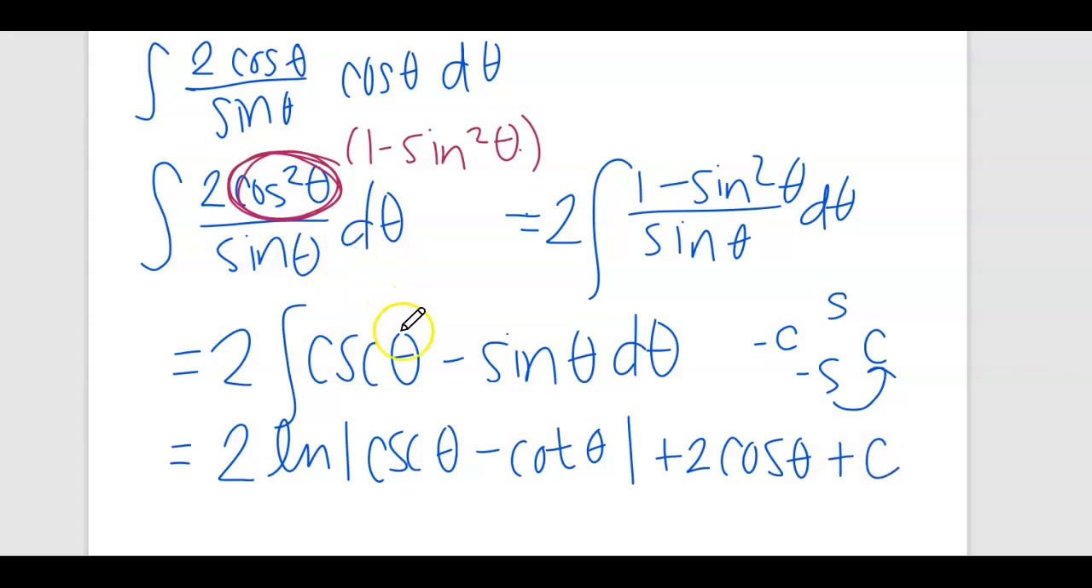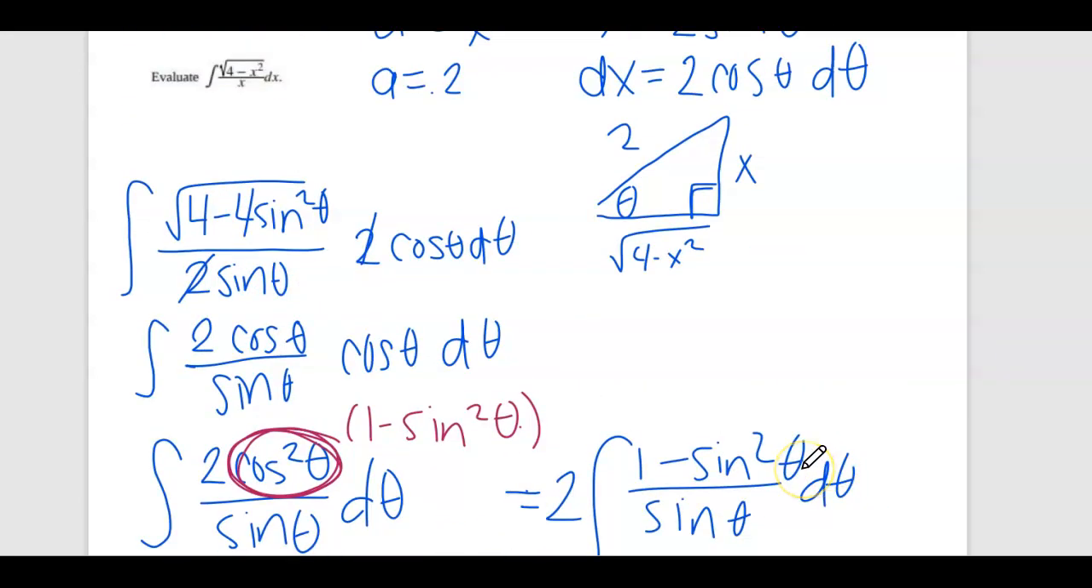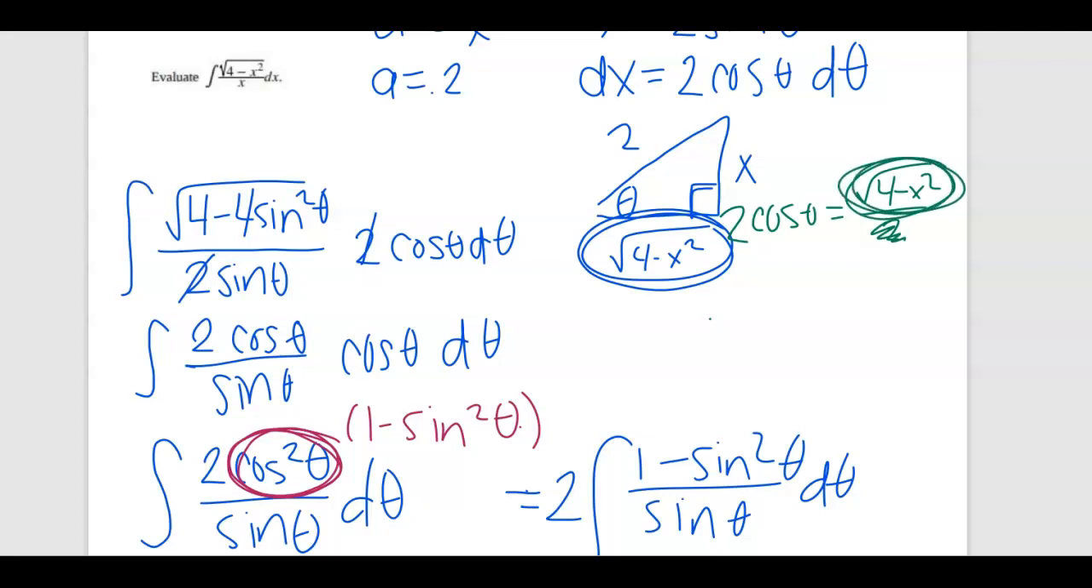All right, let's go back up to our triangle and think about what cosecant, cotangent, and cosine are. Cosine theta is going to be the square root of 4 minus x squared over 2. So I do have a 2 cosine theta that I need to plug in for, so that's one of my terms.